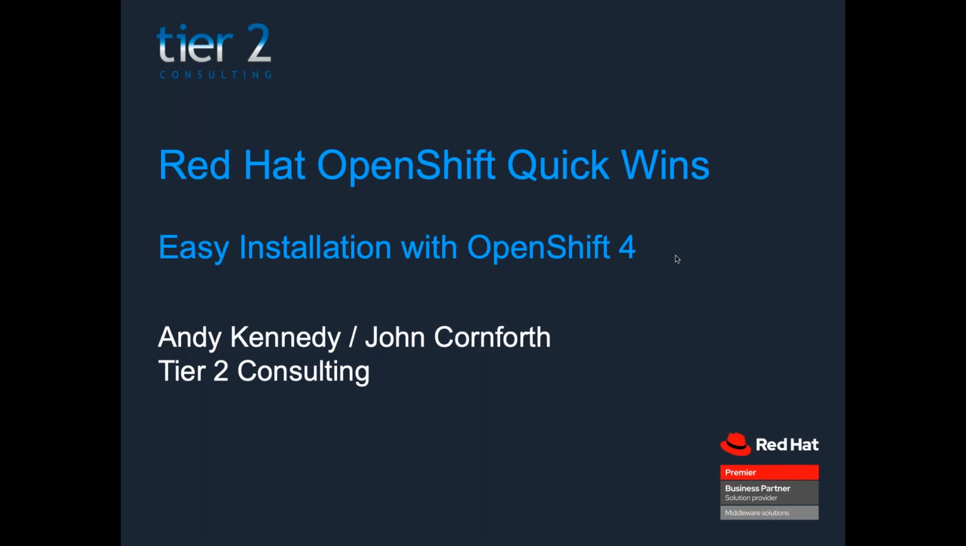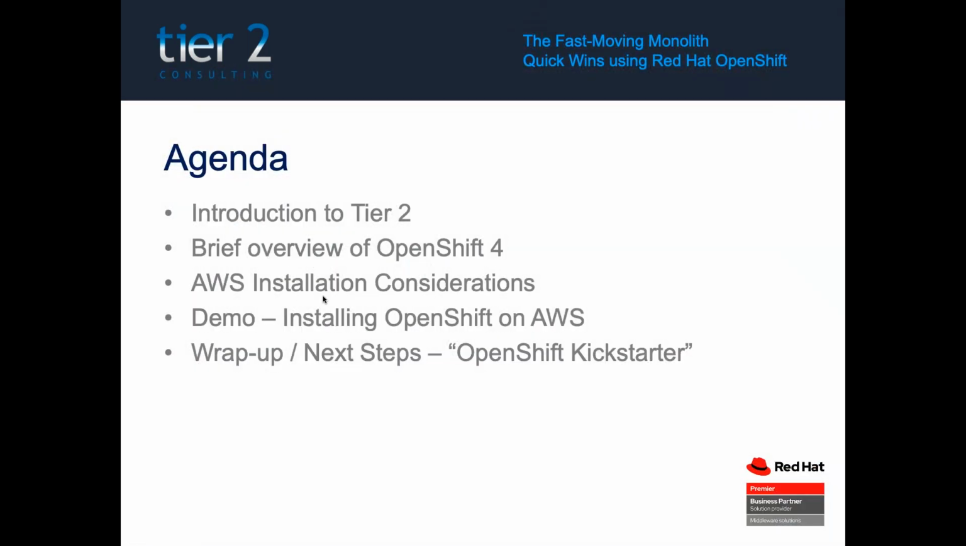Just a run through of what the agenda looks like for this morning. We're expecting to be around 40-45 minutes. To start with, I'd like to give you a brief introduction of Tier 2, so really why we are talking to you today about OpenShift. Then I'll hand over to John to give a brief overview of OpenShift 4, what the main differences are between 3 and 4, and then dive straight into some of the specific installation considerations and a demo. We're demoing today on AWS.